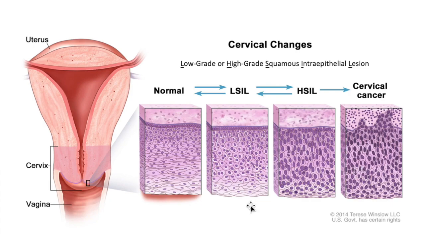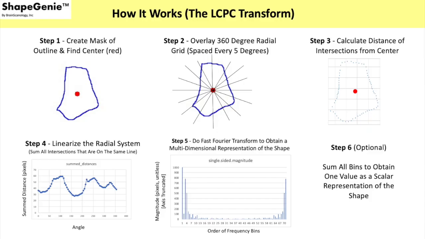In this presentation, we will measure the shape of the cell edges and the nuclear edges to show that Shape Genie can quantify these shapes in ways that the human eye cannot see, nor can traditional metrics. But first, let's talk about how the LCPC transform within Shape Genie works.